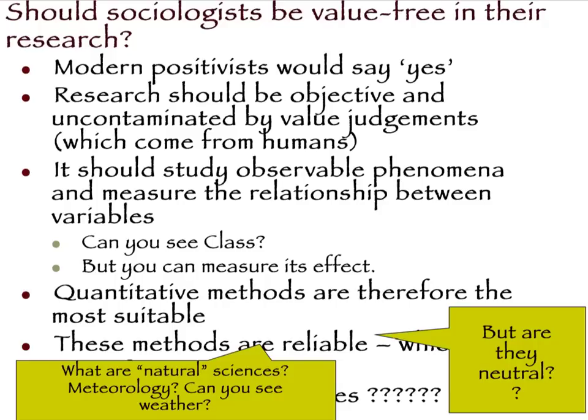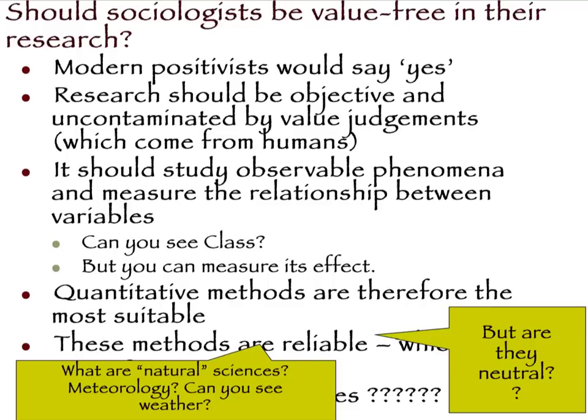However, they believe that sociologists shouldn't necessarily do research for creating social good. That in itself is a value, trying to change the world because of your research. Sociologists instead should only study observable phenomena and measure the relationship between the variables, and that's it.